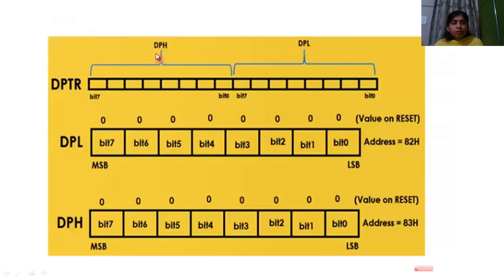In this way, this is DPH and DPL, a 16-bit register divided into 8-bit registers. DPL runs from LSB to MSB, and the address is 82H for DPL. For DPH, the address is 83H.